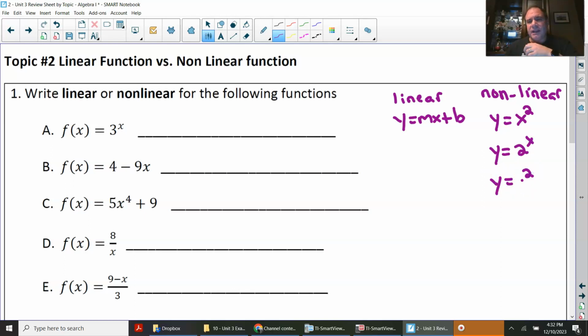And then you could say 2 over x. That is nonlinear. Or you could say y equals square root of x is nonlinear. You could also say that y equals the absolute value of x is nonlinear. All right, so you could see a lot of those are nonlinear. So 3 to the power of x, nonlinear.